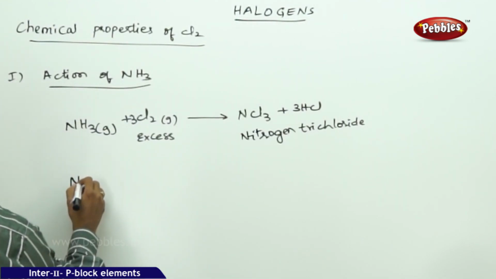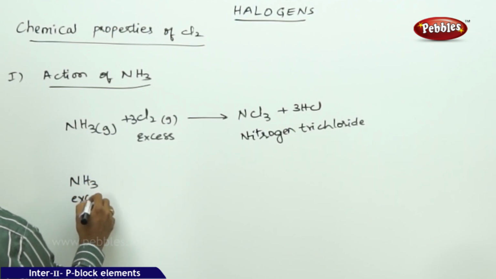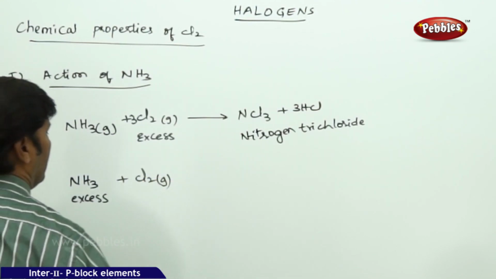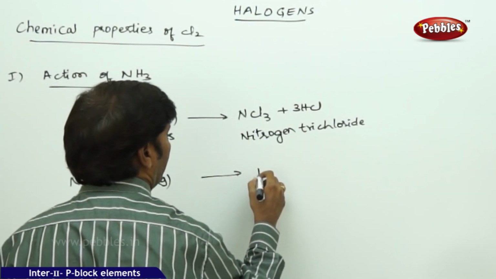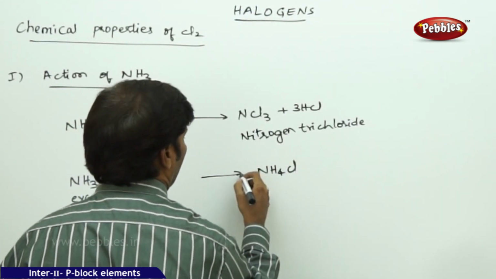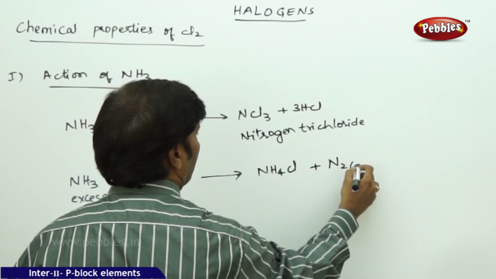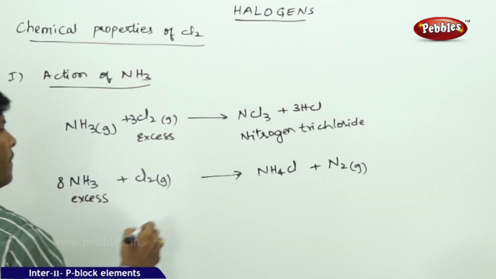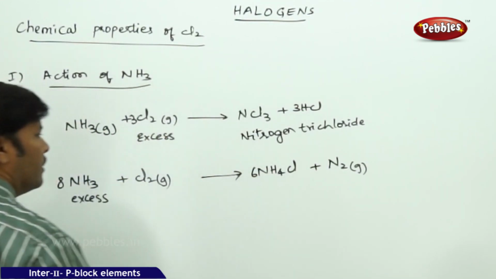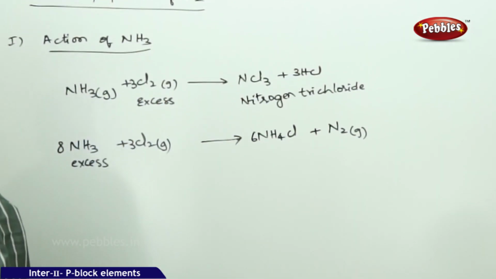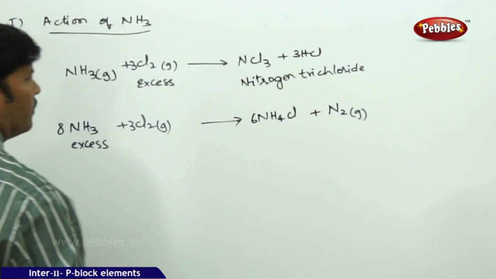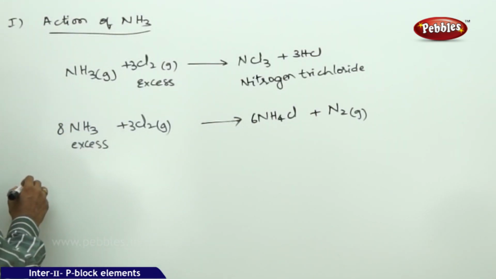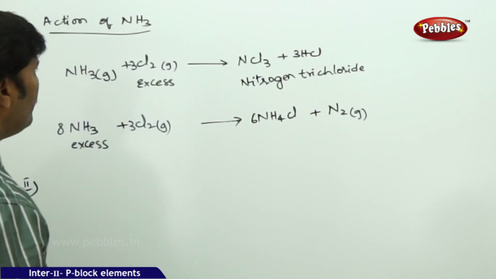Now suppose you are taking ammonia in excess with chlorine gas, you get ammonium chloride plus N2 gas. Here if you take 8 moles of ammonia, we can take 6 moles of ammonium chloride and 3 moles of chlorine gas. So you find that there are two different products which you are able to see.